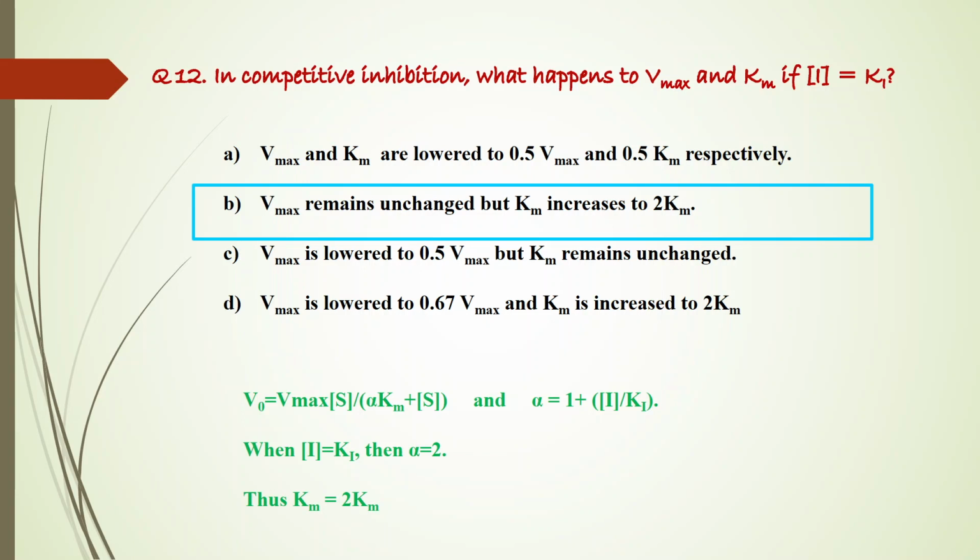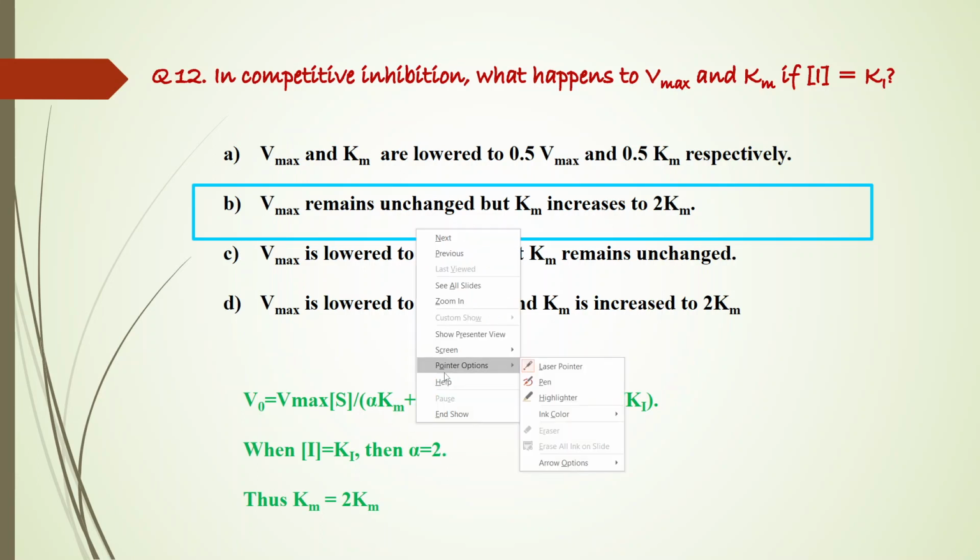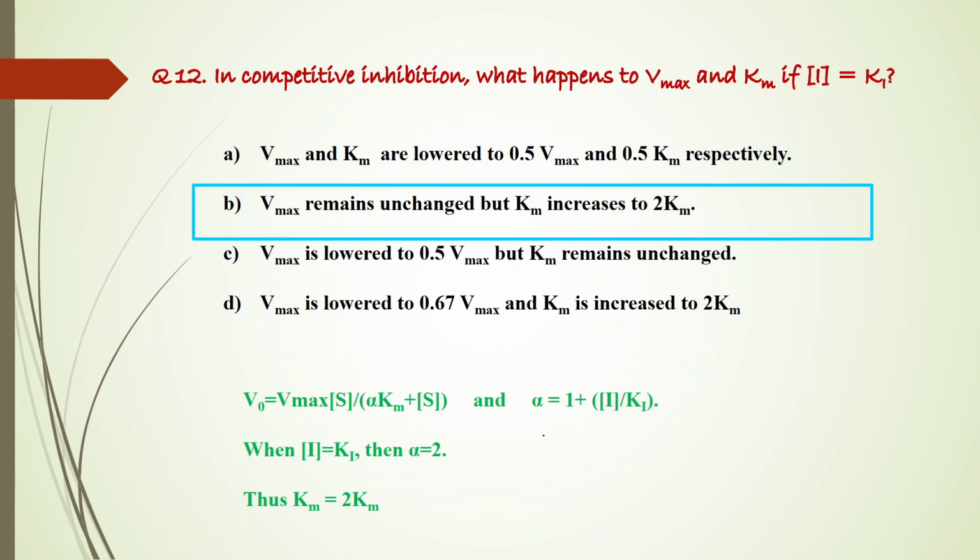So this is your solution. It is the equation that I have written for you. V0 is equal to Vmax into S over, in case of competitive inhibition, as Km gets increased, there will be a factor alpha by which it will be multiplied, plus substrate concentration. And what is the expression for alpha? I have already shown you what Ki is. It is basically the dissociation constant for an EI complex, and I is your inhibitor concentration. This is the equation for alpha.